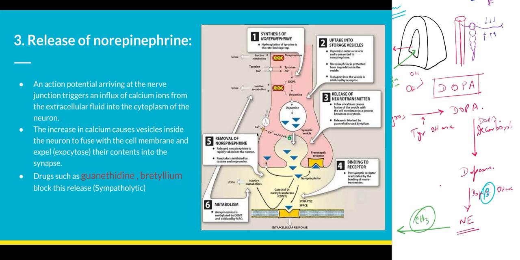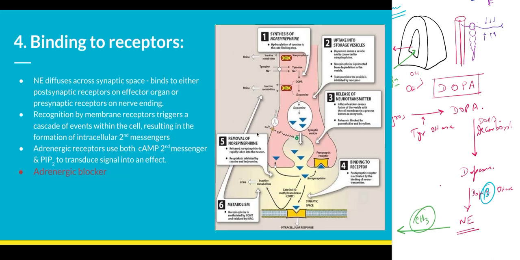So at every step, who are blocking? Already we have discussed alpha methyl tyrosine, then we have discussed reserpine. So all of them are blocking at different levels. So guanethidine and bretylium are also blocking it at a different level. So these are going to block the exocytosis.